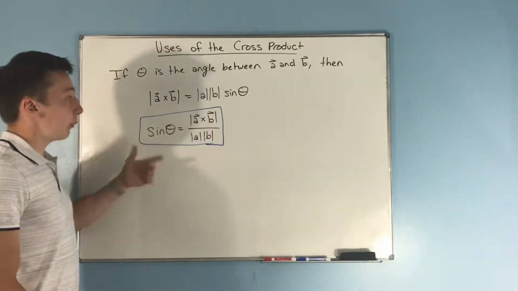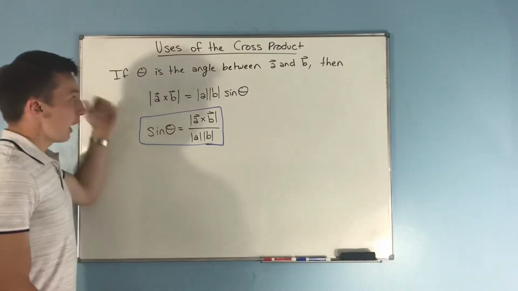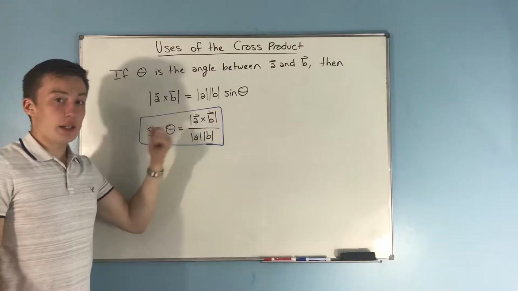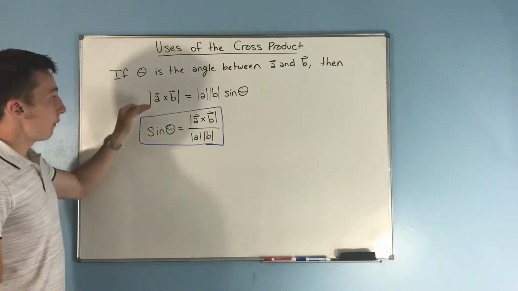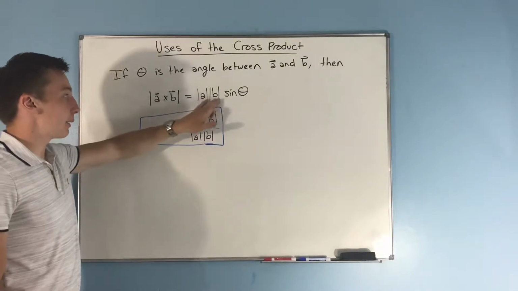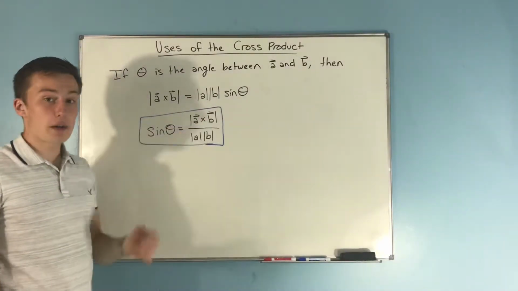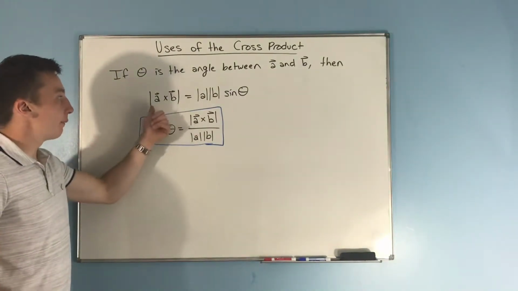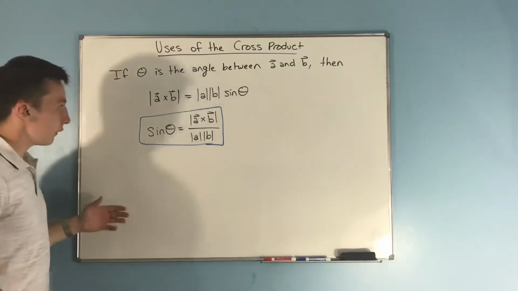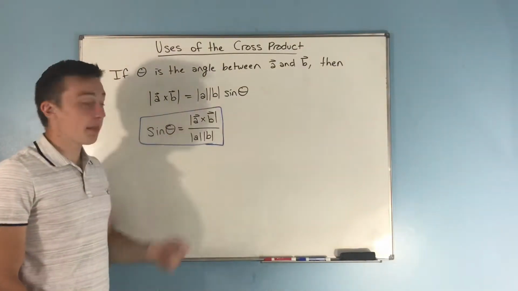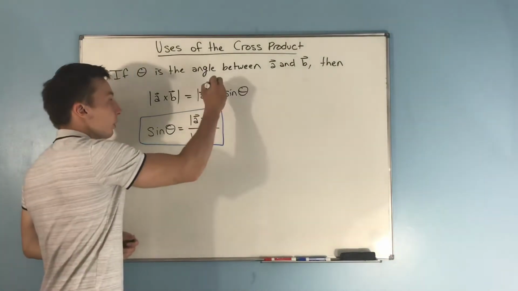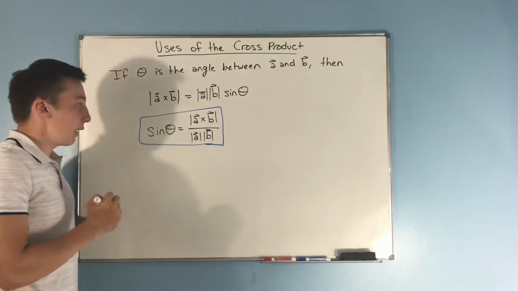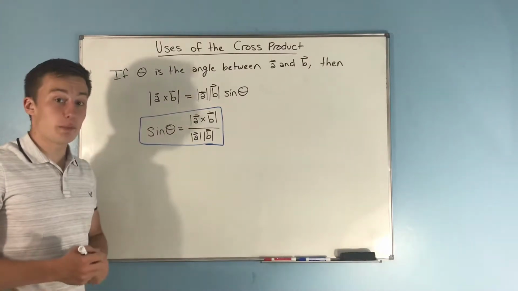So the cross product can also help us find the angle between two vectors. If theta is the angle between vector A and vector B, then this formula looks a lot like it did with the dot product, except now we have the magnitude of A times the magnitude of B times sine theta, rather than cosine theta, and over here we have the magnitude of A cross B rather than A dot B. So if you divide by the magnitude of A and the magnitude of B on both sides, what you get is that sine theta equals the magnitude of A cross B over the magnitude of A times the magnitude of B.